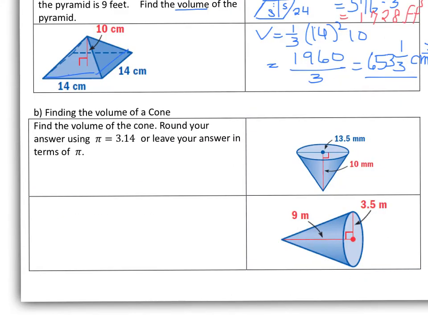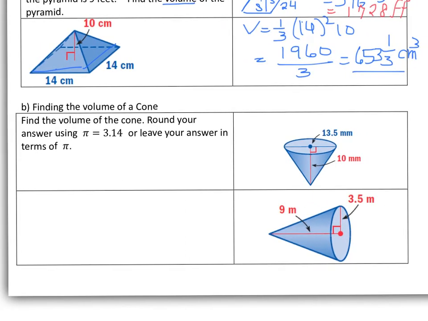Okay, as we're finding the volume of the cone, you can either round your answer using pi equals 3.14 or leave your answers in terms of pi. I will use pi equals 3.14 as well as show you how to leave your final answer in terms of pi. So volume equals, okay, so here we have the diameter, so half of 13.5 should be 6.75. I just divided this by 2 to get 6.75.